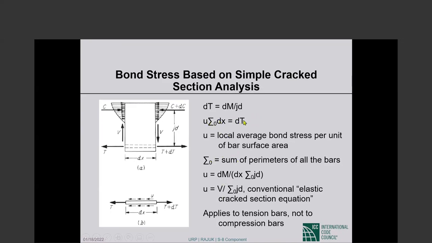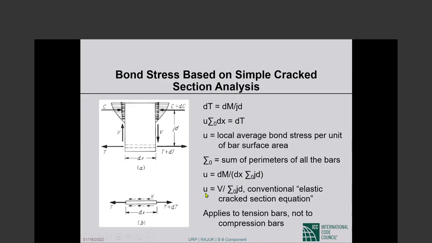u is dt over sigma sub 0 dx. Now dt is dM over jd. So if we combine the two equations together, u comes to dM over dx sigma sub 0 jd. This is from the two equations. I don't know that I need to go into any more details, very straightforward.